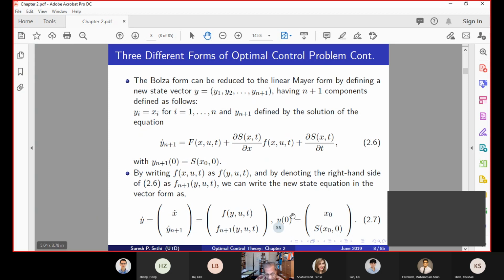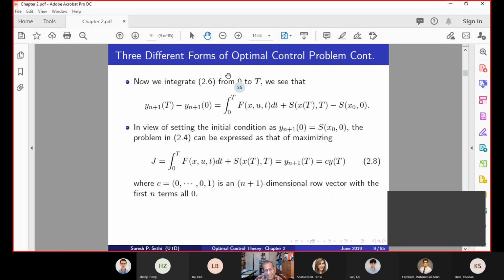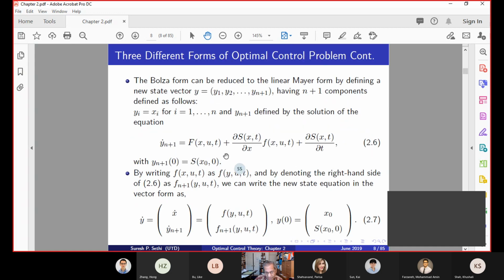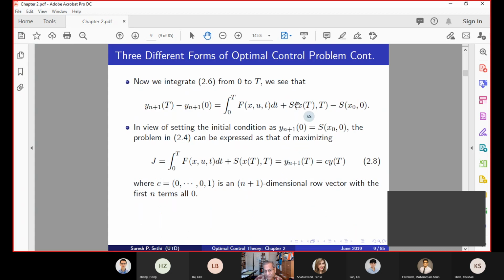Now I'm telling you that, given this, I will change the objective function. So let's change the objective function. Now we integrate from 0 to t this integral. We integrate this equation, and y_{n+1}(t) minus y_{n+1}(0) will be the integral of this. This is a full derivative, so it will eventually become that integral. Try to do that at home. It'll be easy to do because you can write this as d of f, and so you can do all of that. So then we have this one.